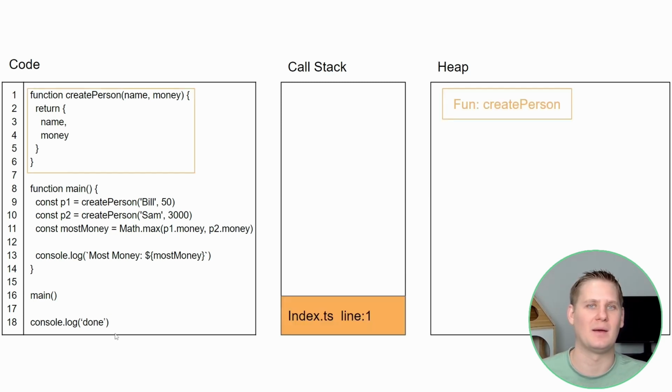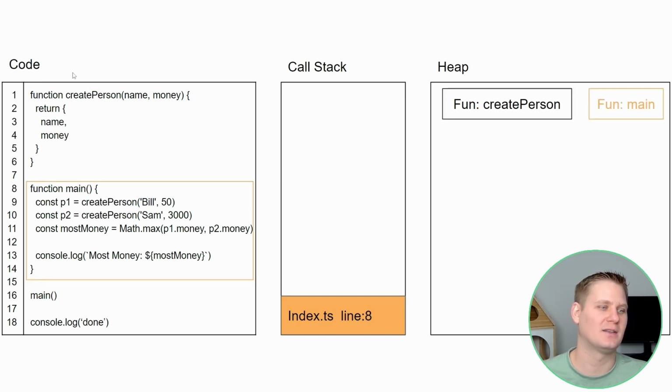Walking through this code line by line, on the first line of code, it's really this entire block of lines 1 through 6 where we're declaring this function createPerson. The function itself isn't going to be run. Instead, what we're doing is we're creating this function, and the function will get stored in the heap in its entirety. Next, we move on to lines 8 through 14, where we do the same thing.